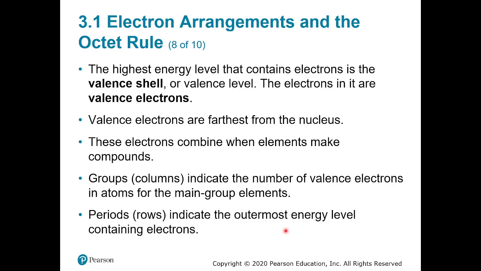Now, periods, the rows, are going to indicate the outermost energy level that contains electrons. So if we're on period 1, that's going to be energy level 1, right? Period 2 is energy level 2. Period 3 is energy level 3, etc. Okay? There's currently only a period 7, though that may actually change in the near future if they manage to make the next element, because we're right on the edge right now. So that'll be interesting.